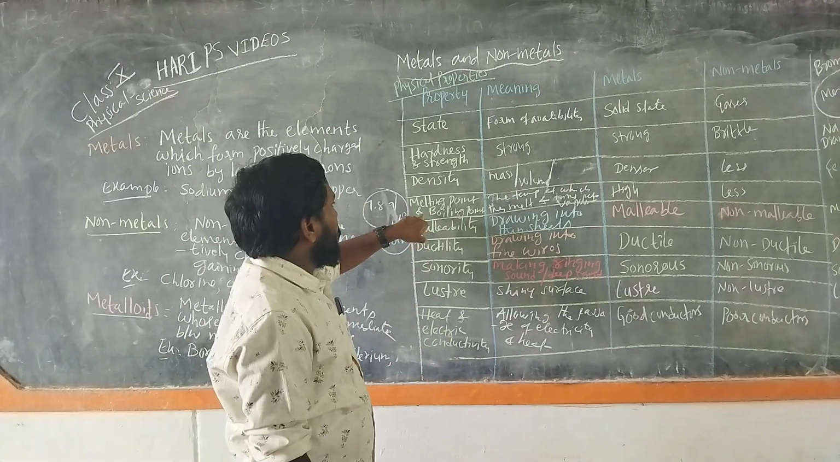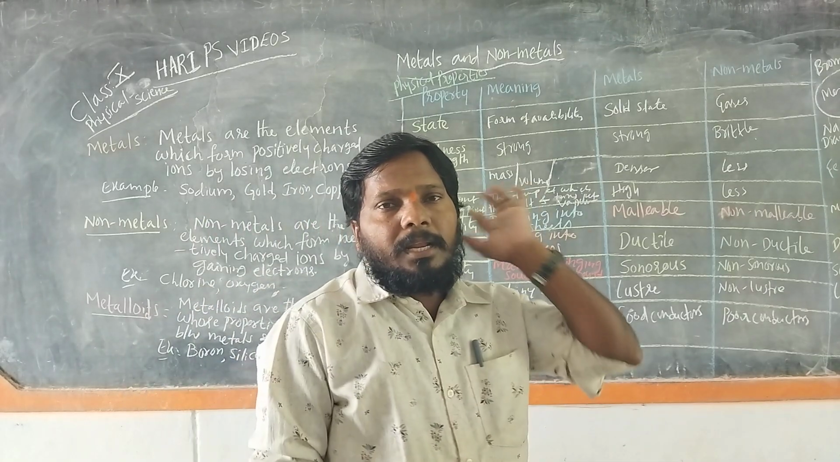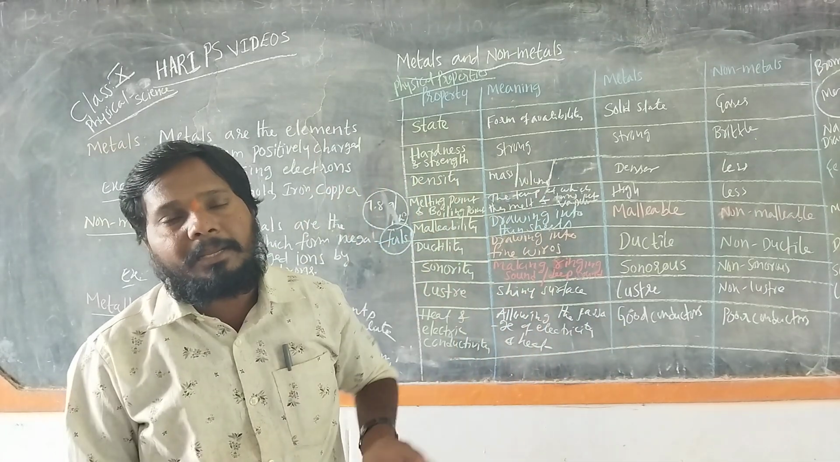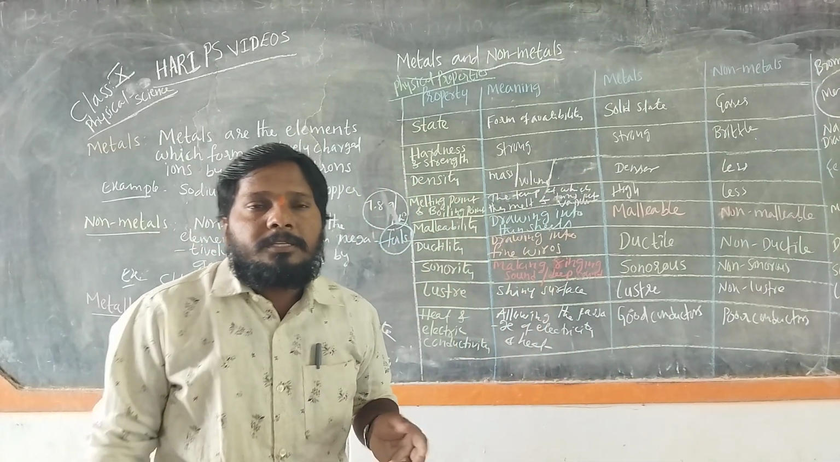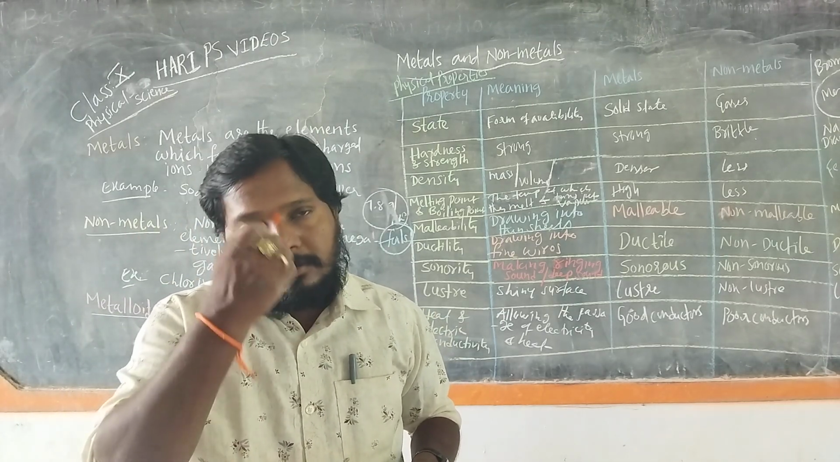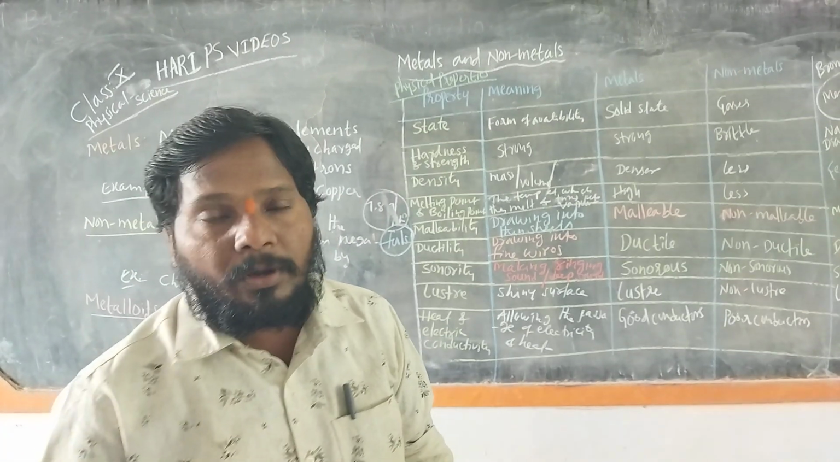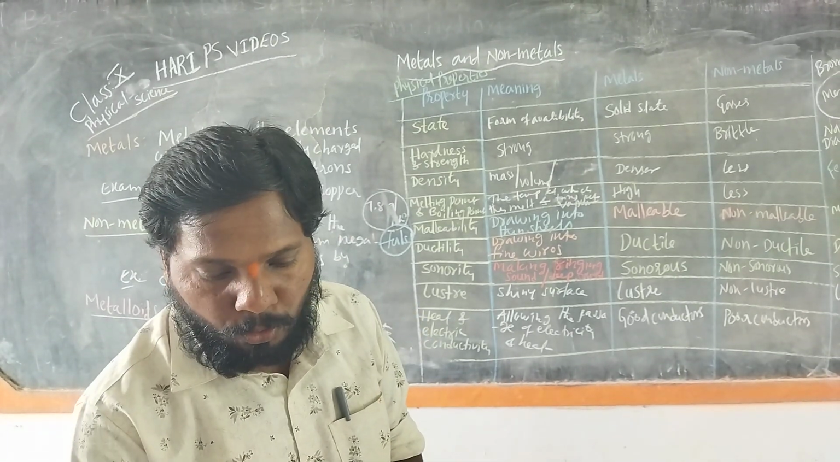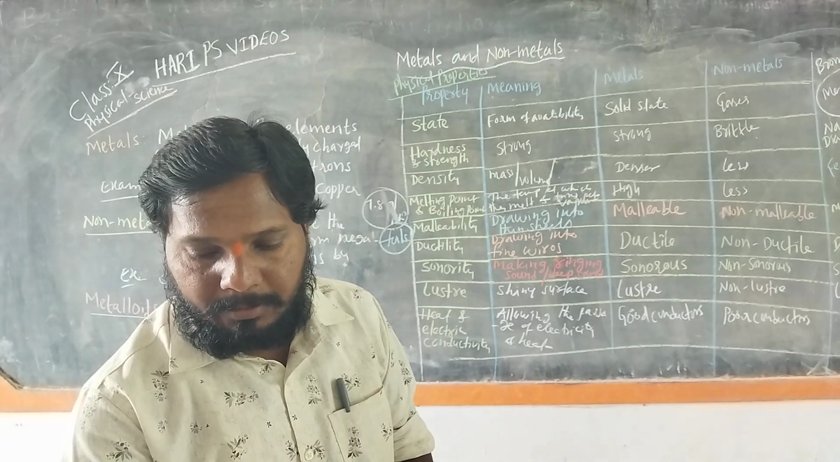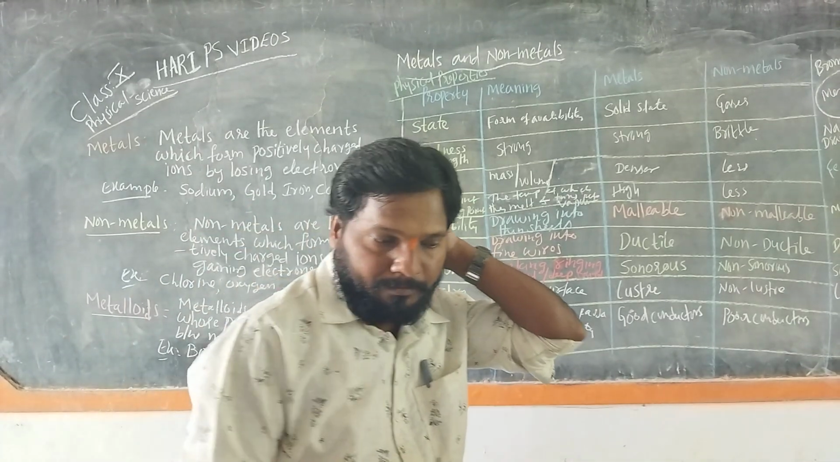Then coming to melting points and boiling points. Generally metals have high melting points, but gallium is one of the metals which has a low melting point. Similarly sodium, potassium, cesium and gallium.